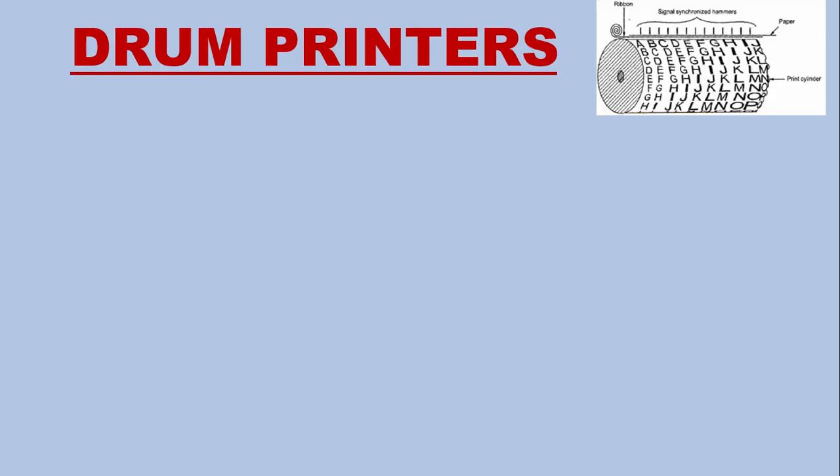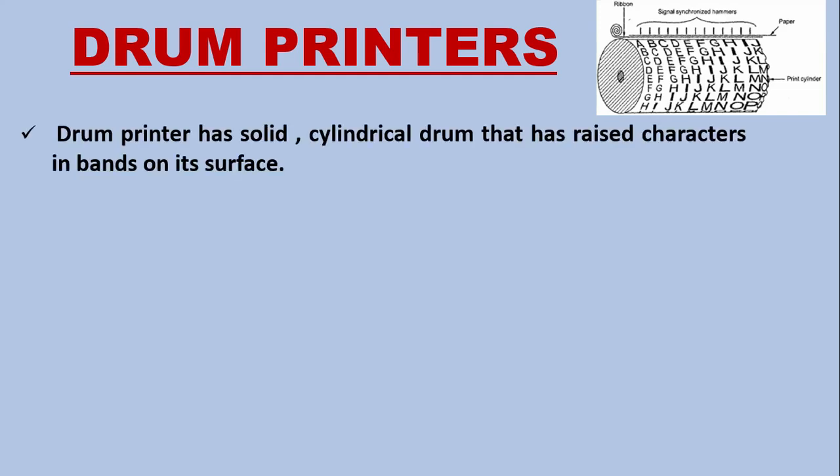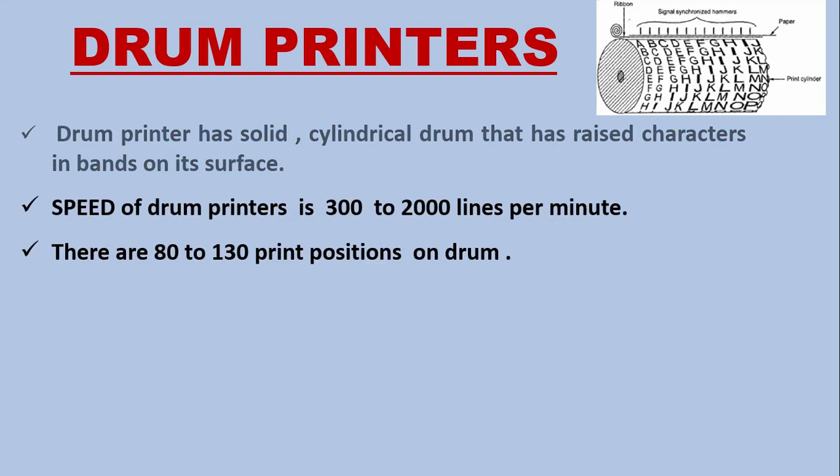Drum printers. Drum printers are line printers, meaning they print one line at a time. A drum printer has a solid cylindrical drum that has raised characters in bands on its surface, as shown in the figure. The speed of drum printers is 300 to 2000 lines per minute. There are 80 to 130 print positions on the drum.